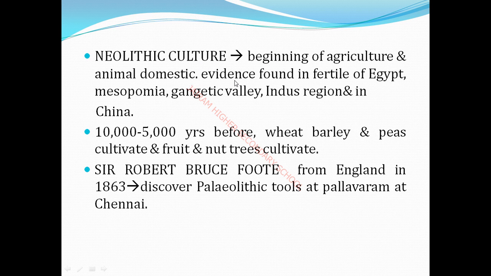In this one, all the evidence is found in the Fertile Crescent, Egypt, Mesopotamia, the Gangetic valleys, the Indus region, and in China also. About 10,000 to 5,000 years before, wheat, barley, and pea cultivation, and fruits and nut trees were cultivated in the Neolithic culture, because in the Neolithic culture only was the beginning of agriculture. So in this agriculture they cultivated wheat, barley and peas, and fruit and nut trees.